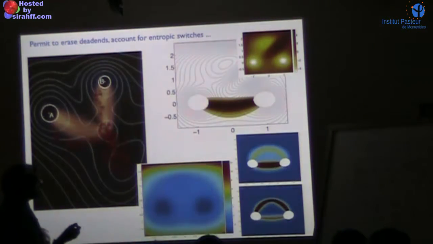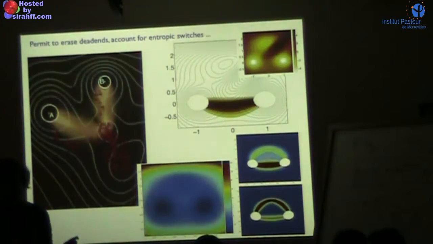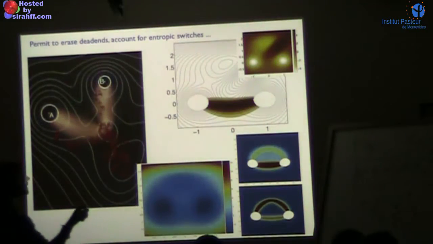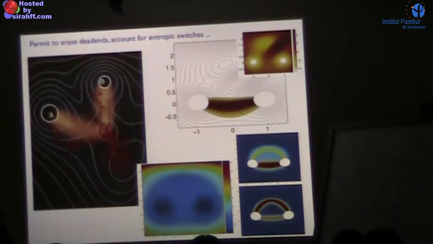If you identify this as being the reactant and the product, these two main states, the current will go through this channel completely. And you will erase the fact that there is a dead end. Actually, the information of the dead end is in the committor, but not in the current.